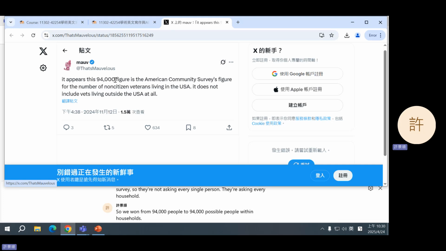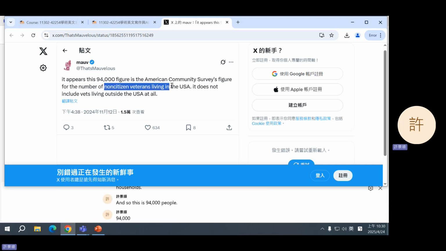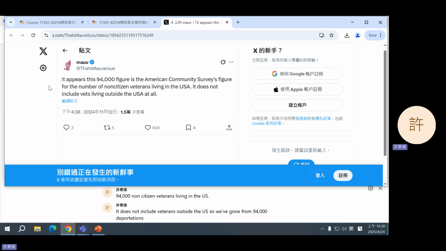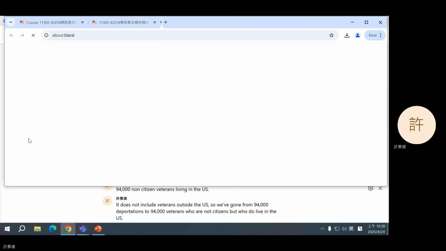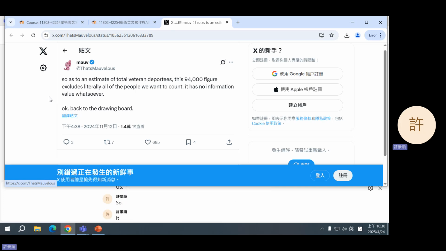And so this is 94,000 non-citizen veterans living in the US. It does not include veterans living outside the US. So we've gone from 94,000 deportations to 94,000 veterans who are not citizens but who do live in the US. So it includes nobody that the original figure is for.